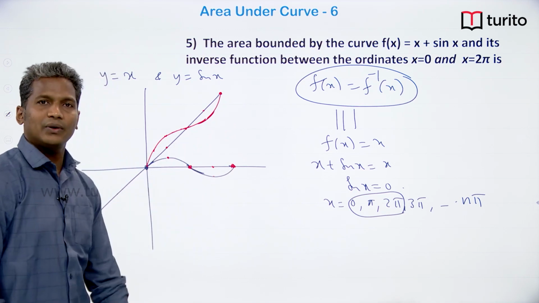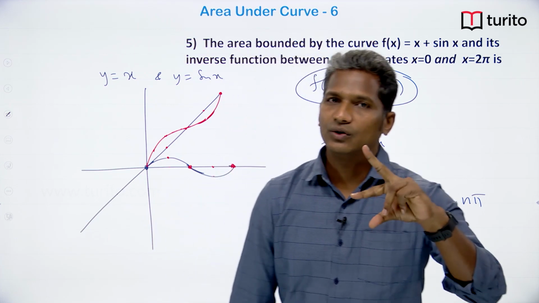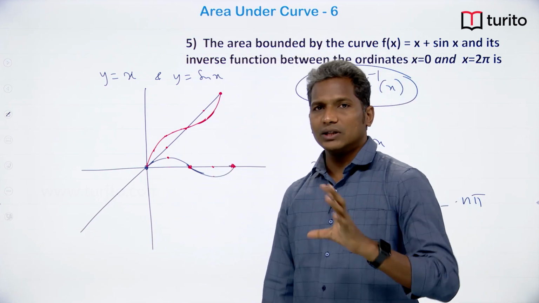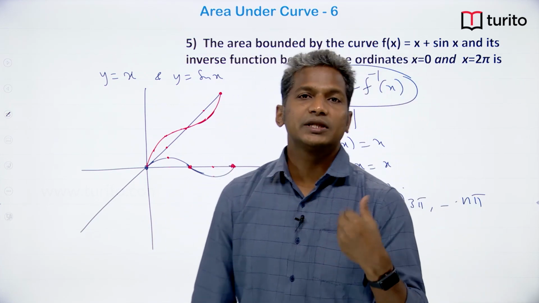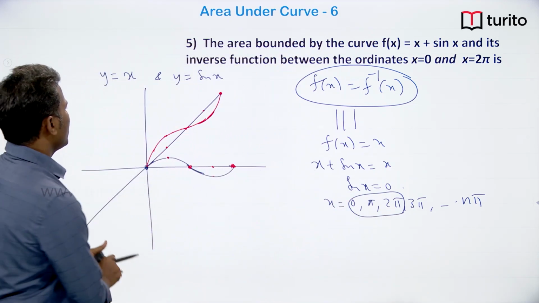So if I join all those points using common sense, we are going to get a smooth curve like this. Okay. So how did I draw this graph? Just by adding two graphs. So you can learn this technique of adding graphs. This will simplify your process of drawing graphs. Now this is our f of x graph.